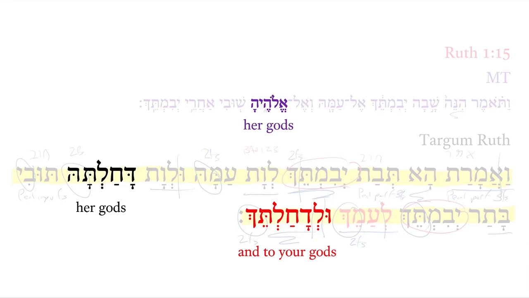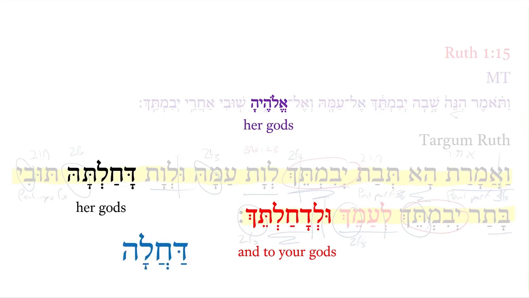Now we know the word Elohim in Hebrew can mean either God or gods, so this is actually ambiguous. We don't know if Orpah here is a monotheist for the Moabite god Chemosh, or a polytheist. It's difficult to say. What can we say from the Aramaic?